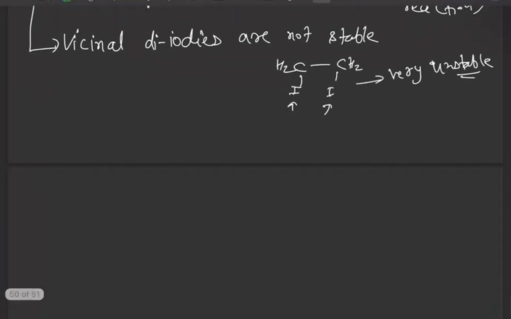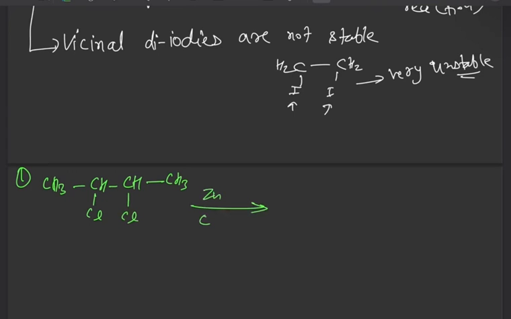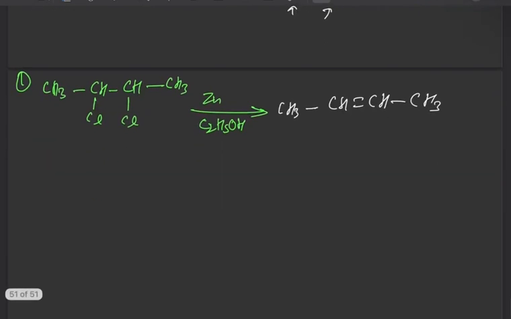So see, if I give one example, there is CH3, CH, CH and CH3, and there is chlorine and chlorine. So this is your vicinal case. And now suppose I am giving Zn and C2H5OH. So what will be there? This will do E2, and both chlorines will be replaced by a double bond. So CH3 will be there and CH, CH and CH3. This will form. Clear? So the reagent is important. Once again, I am reminding.